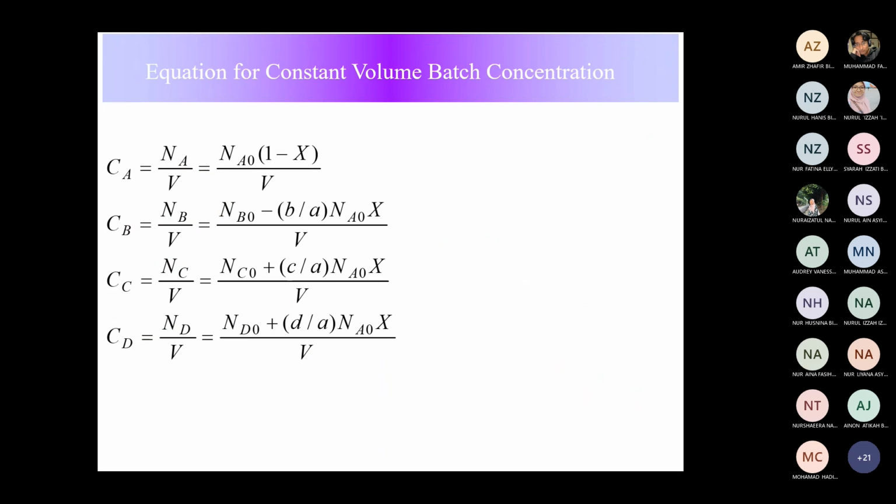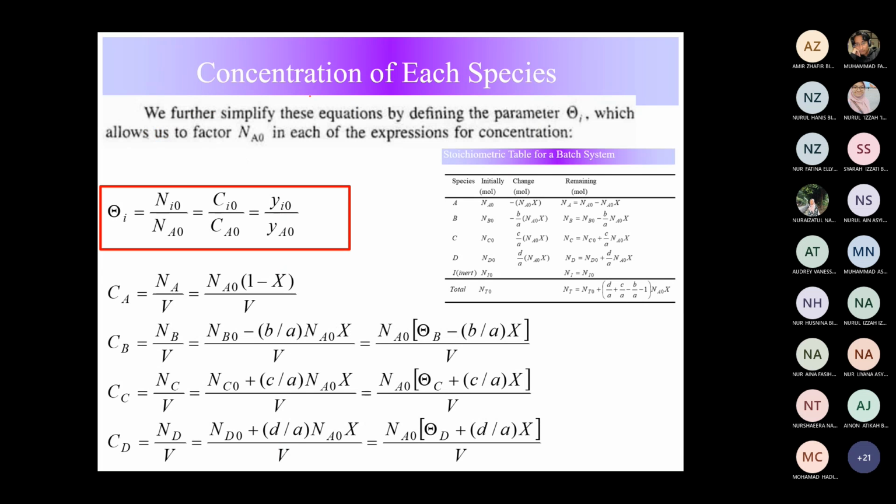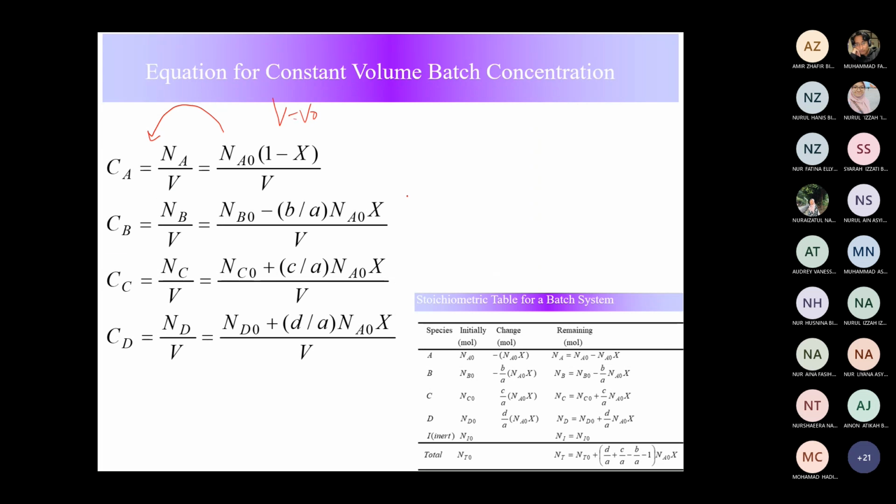Alright, so from this number of moles, usually we won't give the value in terms of the number of moles, because the number will be too large, 10 to the power something. So we need to convert it into concentration. This one is applied to the constant volume batch, where V equals V naught, which means there is no change in volume throughout the reaction. So this is applicable when V is equal to V naught.